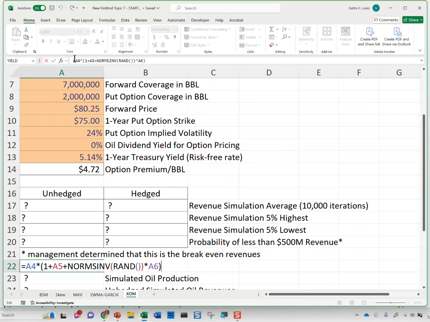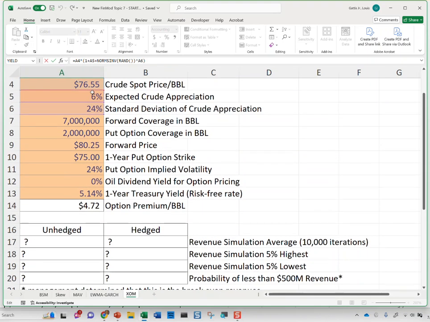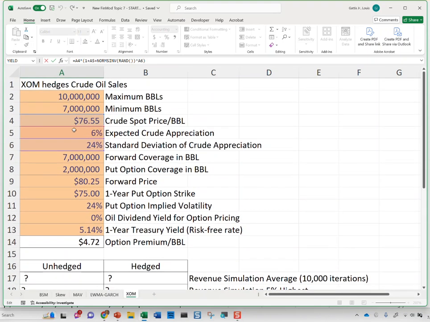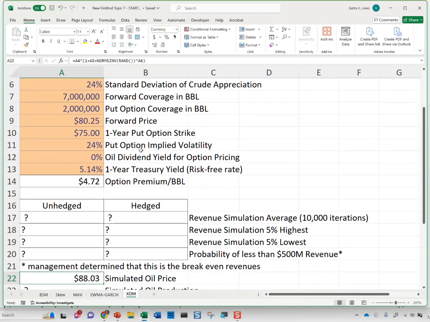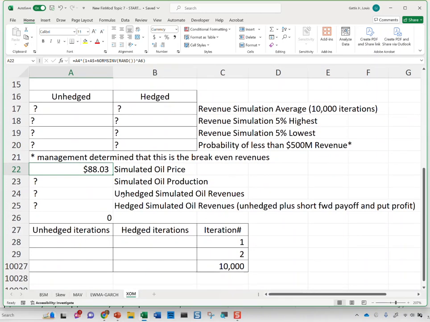Look at that formula there. That's one spot price of 76.55 times 1 plus A5, which is the expected appreciation, plus that random Z, NORM.S.INV(RAND()), that normally distributed random Z times the standard deviation. So every time I hit F9, I get a normally distributed price of oil.